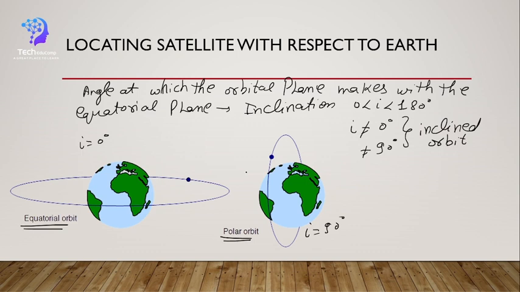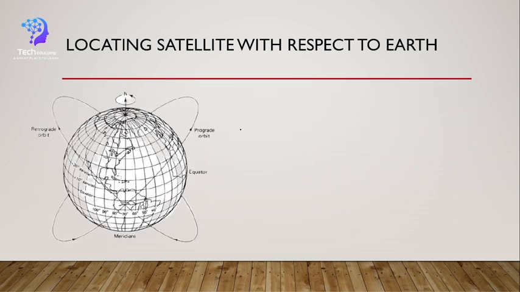Furthermore, if the inclined orbit of the satellite and the equatorial plane revolve in the same direction, then it is known as a prograde or direct orbit, which is less than 90 degrees. If it is greater than 90 degrees, then it is known as retrograde, meaning it revolves opposite to the direction of the equatorial plane. I hope you understand this much.